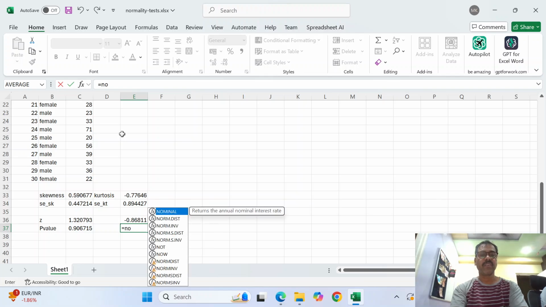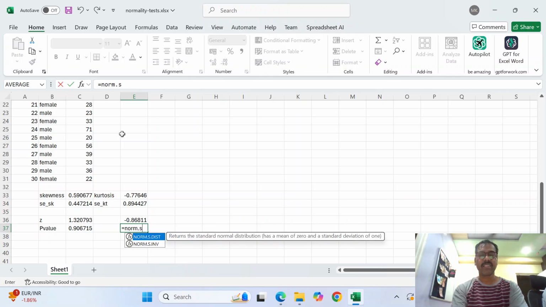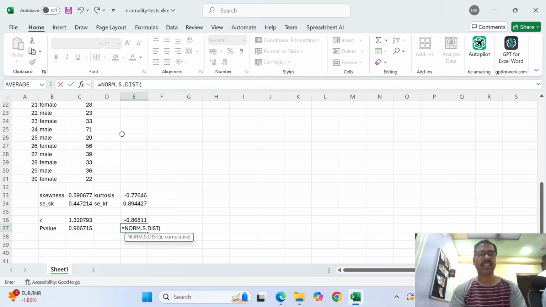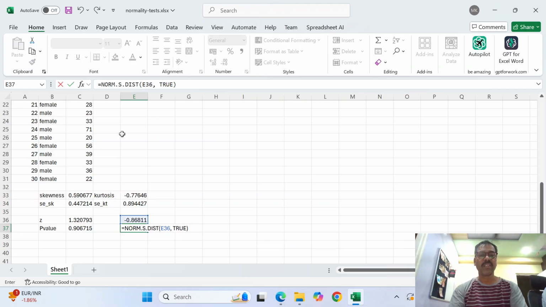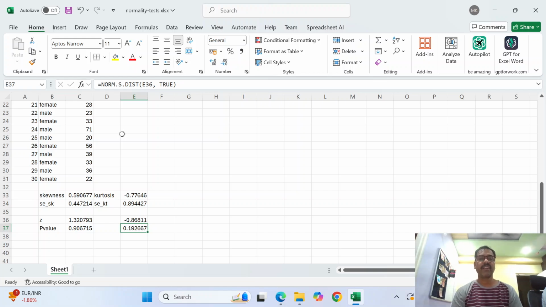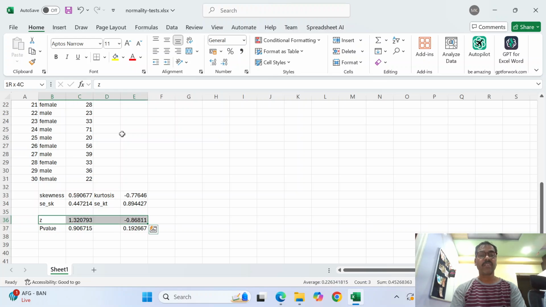The same way we can also use the norm dist sample distribution, and this is the value, and cumulative, of course, I want true. The p-value is greater than 0.05. So through the kurtosis value as well, both skewness and kurtosis emphasize the normality of the underlying data variable. So this is a normal distribution. This is how we carry out the normality test using skewness and kurtosis, converting the skewness and kurtosis into respective z values and calculating the p-values for those z values.